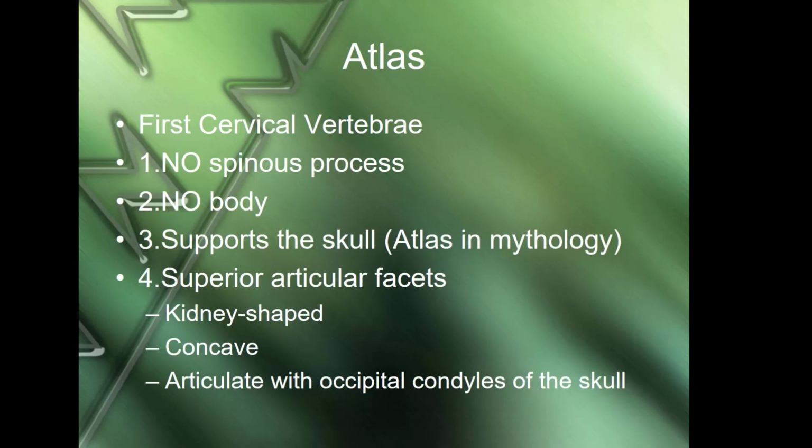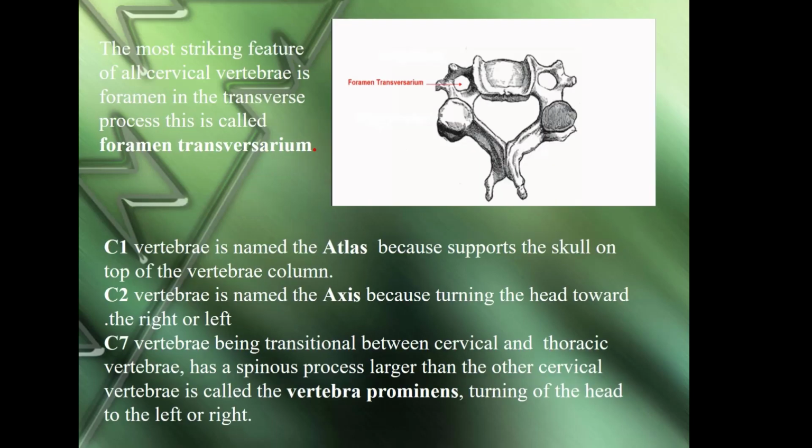The atlas is the first cervical vertebra. It has no spinous process. It has no body. This is the second characteristic. It supports the skull, like Atlas in mythology. It has a superior articular facet. It is kidney shaped, concave, and articulates with the occipital condyle of the skull.